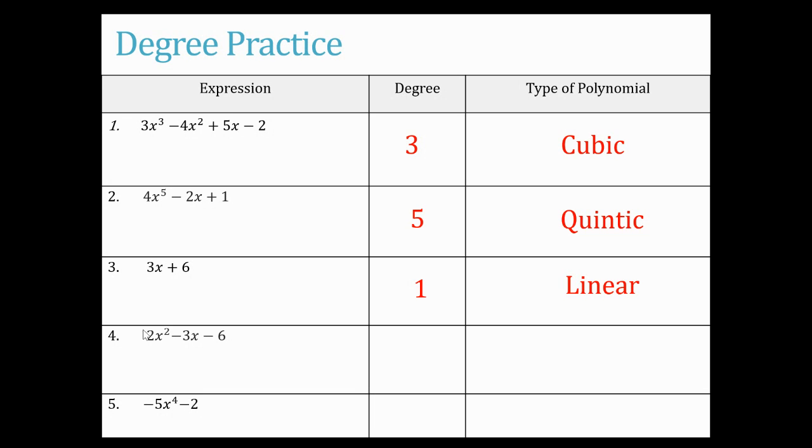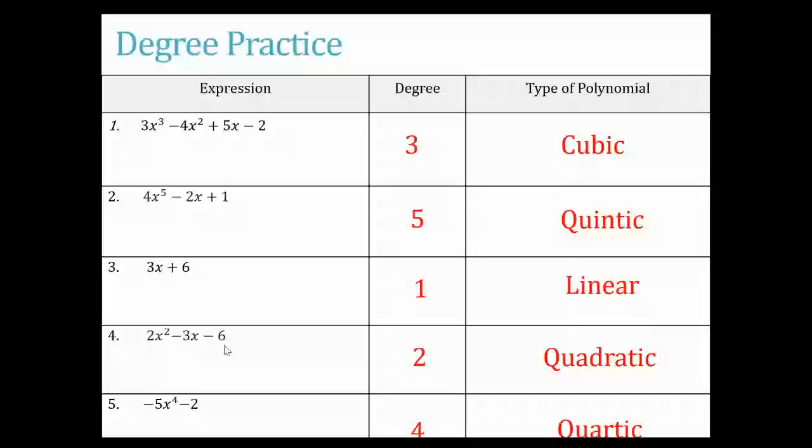Example number 4. Our highest exponent here is 2, so the degree is 2, and we call this quadratic. Now this last example, our highest exponent here is 4, so the degree is 4, and we call this a quartic polynomial. Now you can tell we did not count how many terms, we didn't look at the numbers in front. The only thing that we focused on for the degree and the type of polynomial is the highest exponent.